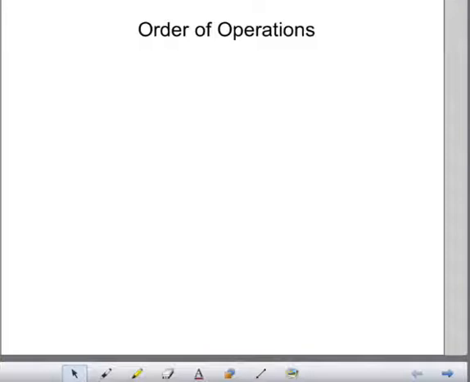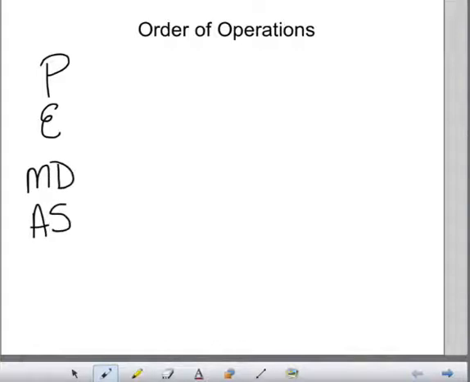Remember, we used the sentence, please excuse my dear Aunt Sally. Please excuse. I'm going to put my dear and Aunt Sally on the same line because we really do those at the same time. Some of you say PEMDAS to help you remember that, but whatever works for you, that is fine. Remember, P stands for parentheses.